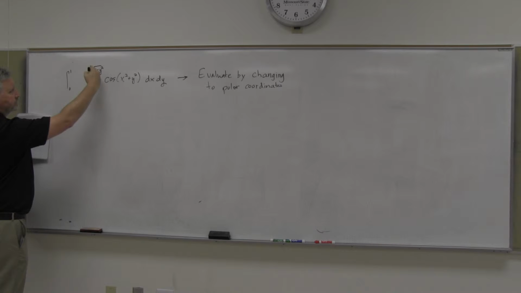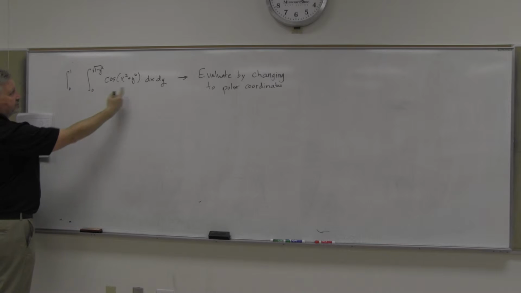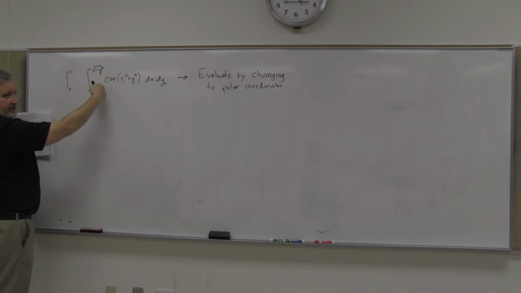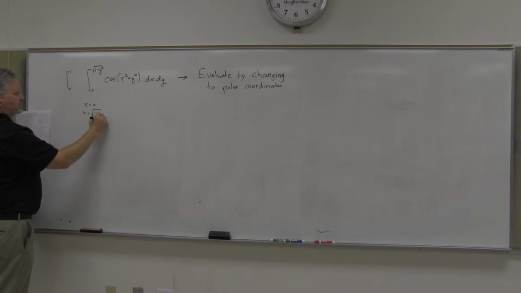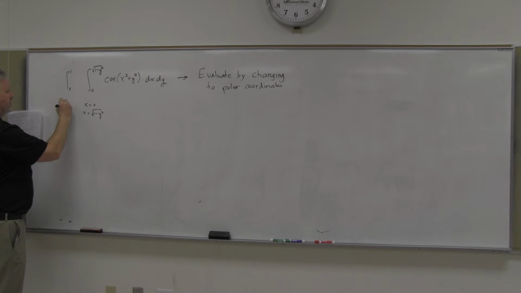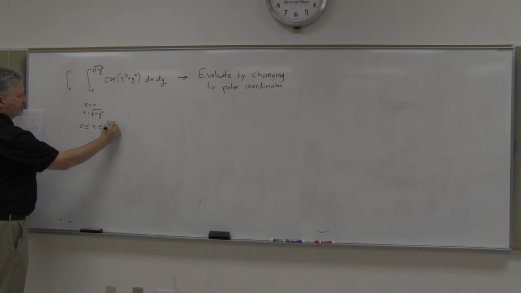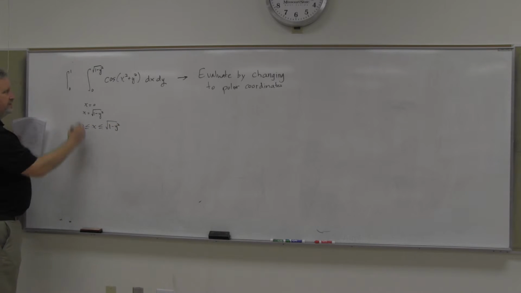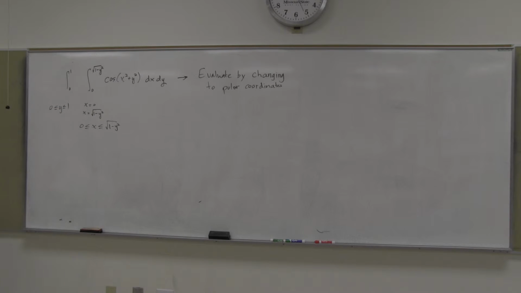As far as these limits are concerned, what are these right here? Well, since I'm doing the x's first, those are x's. I'm going from x equals 0 to x equals the square root of 1 minus y squared. And then, put it in inequality form, that's what that's telling me. And then these are the y's, so the y's are going from 0 to 1. Yes?